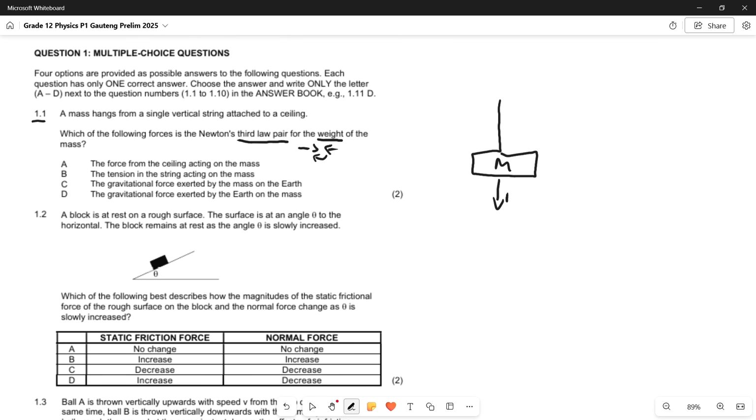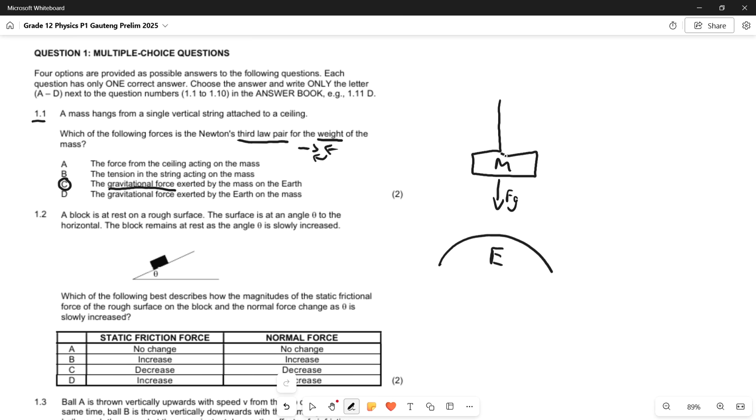So we have the weight over here, Fg going down, of the mass, which means we have Earth below us over here. That is the relationship between Fg, the force due to gravity. We have 4 different options here, but our answer is C, and we're going to explain why now, because it says the gravitational force exerted by the mass on the Earth. So the weight over here is the force of the Earth on the mass. That's what's happening over here. The Earth is attracting the mass.